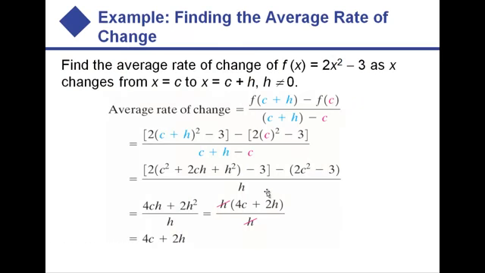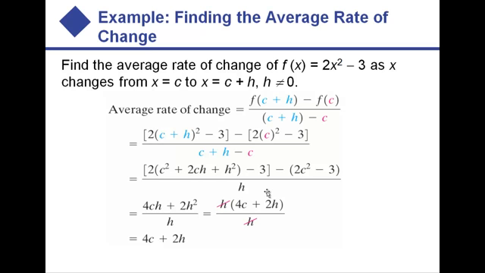Here's another example. If we're going to go from c to c plus h, so now they're going to make it harder on you. Instead of giving you 2 numbers, like what's the average rate of change of going from 3 to 7, they say going from c to c plus h. Well, you plug in c plus h, you plug in c, you do a bunch of messy algebra, and you end up getting 4c plus 2h.